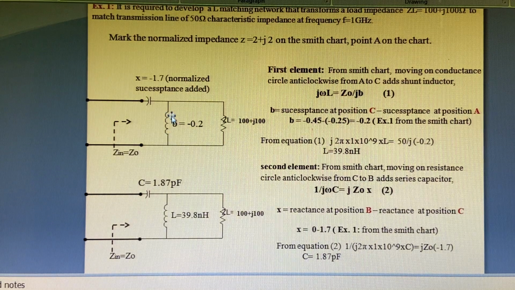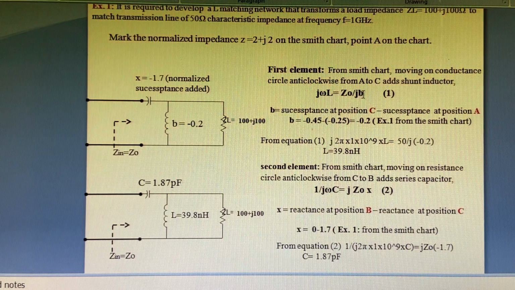Now we have to find out what is the value of this inductor and what is the value of this capacitor. To find the value of these elements, we can use equations discussed in the previous topics. For example, the first element is the inductor, that is in shunt. To find the value of this inductor, we can use this equation: j omega L equal to Z0 divided by jB. Here omega is 2 pi F and L is the inductor that we have to find out. Z0 is the characteristic impedance and B is the susceptance, the change in susceptance.